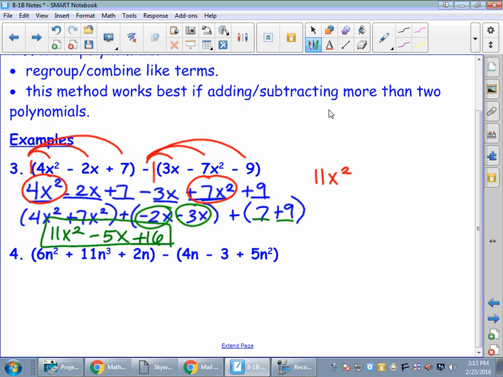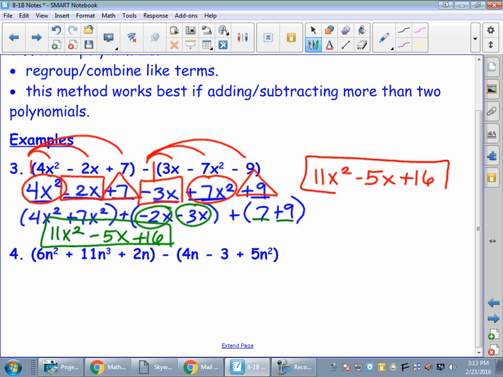Then I go through and I see this negative 2x. You have to be careful that you can still see your signs. And then a negative 3x. I know that a negative 2x and a negative 3x makes a negative 5x. And maybe I want to use a triangle or a cloud or whatever. So I have a positive 7 and a positive 9, makes a positive 16.